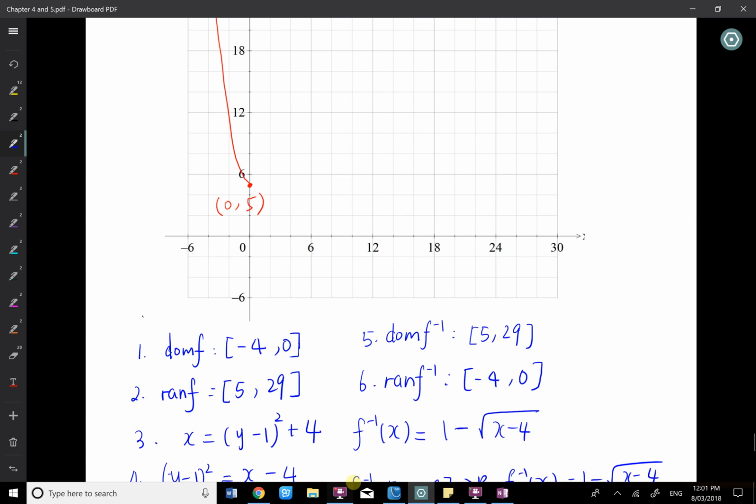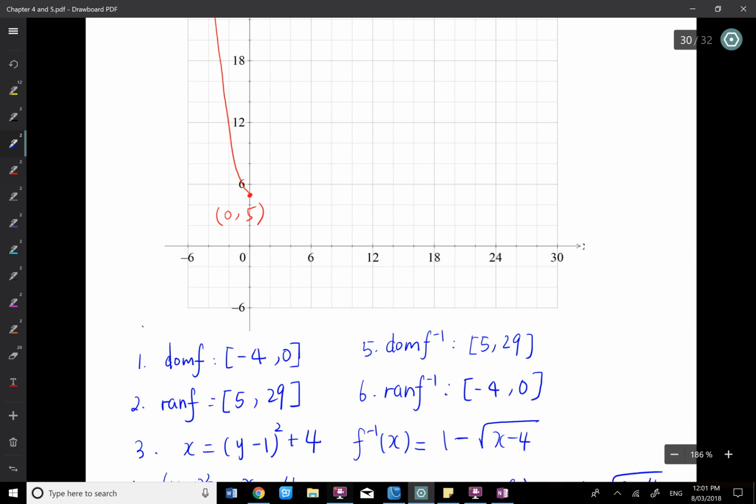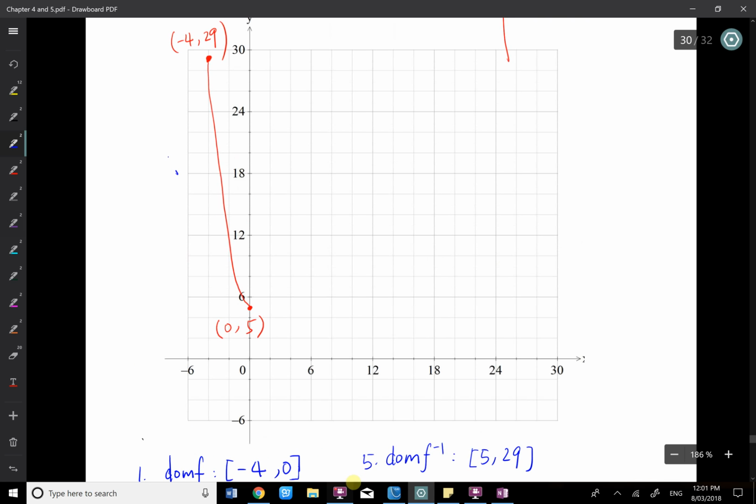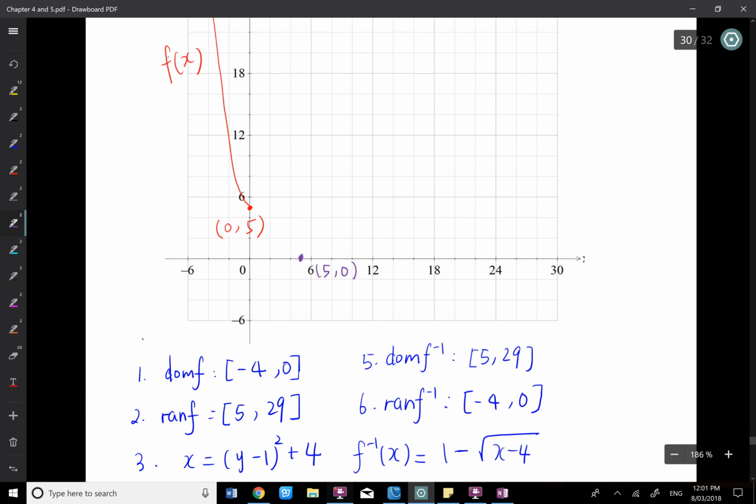Okay, because we have a (0, 5), this is the f inverse of x. That's the f(x). So if I have (0, 5), I will definitely have (5, 0), which is here. If I have (-4, 29), I will have (29, -4), which is here.